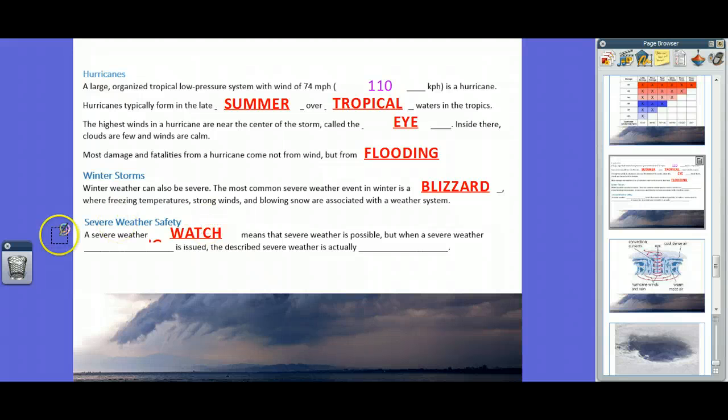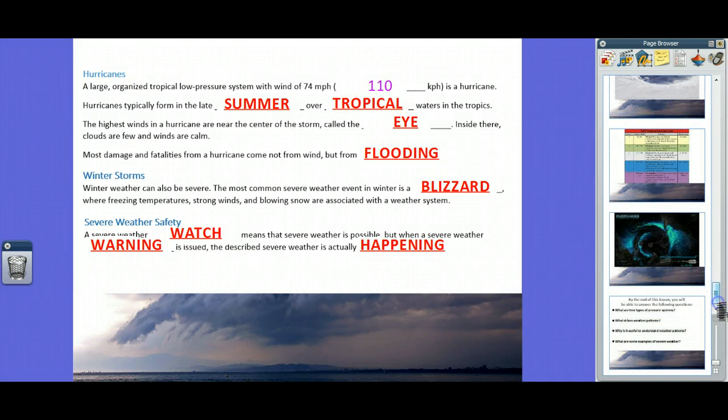But if it's actually going to happen, like within the next 24 hours in the case of a hurricane, or it's happening right now, or they see a tornado, they will issue a warning. And that means that the described weather is actually happening at that moment. Especially if they give a tornado warning or severe thunderstorm warning, you take immediate precautions and keep yourself and your family safe. So let's go ahead and wrap up this lesson.